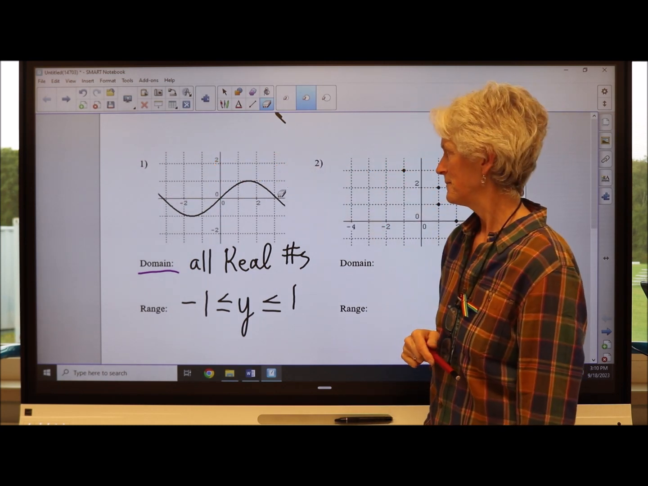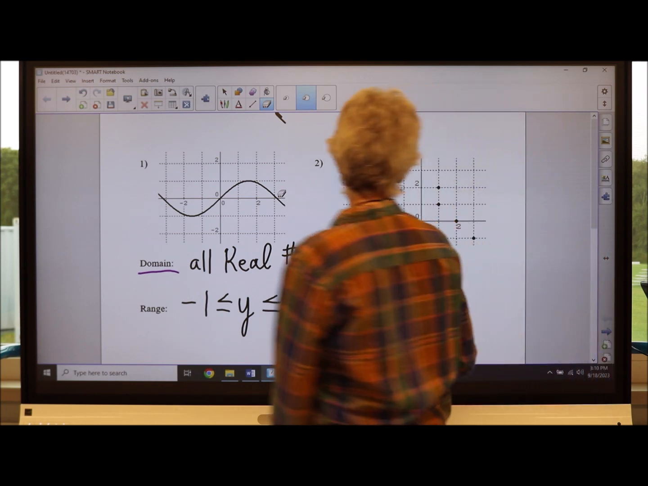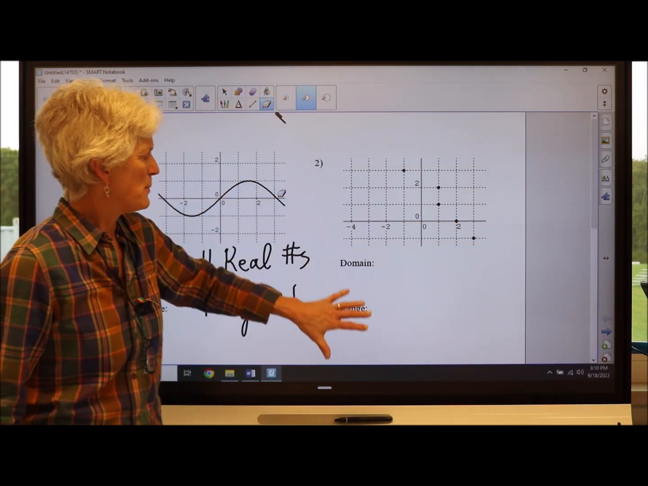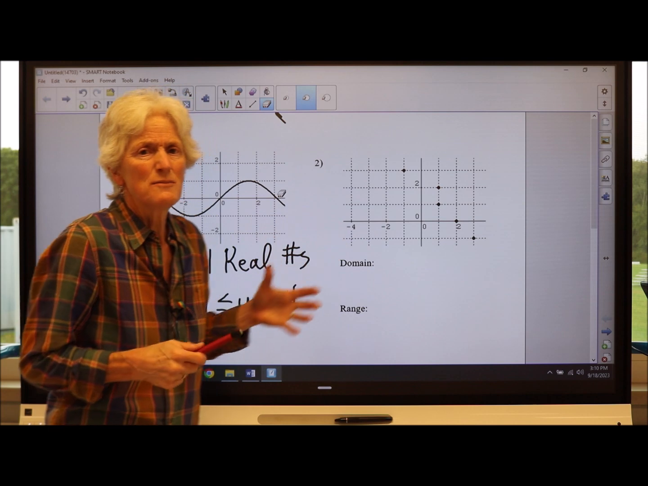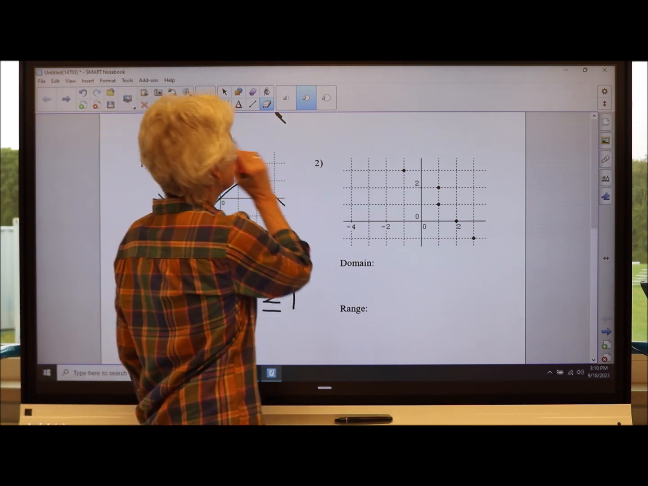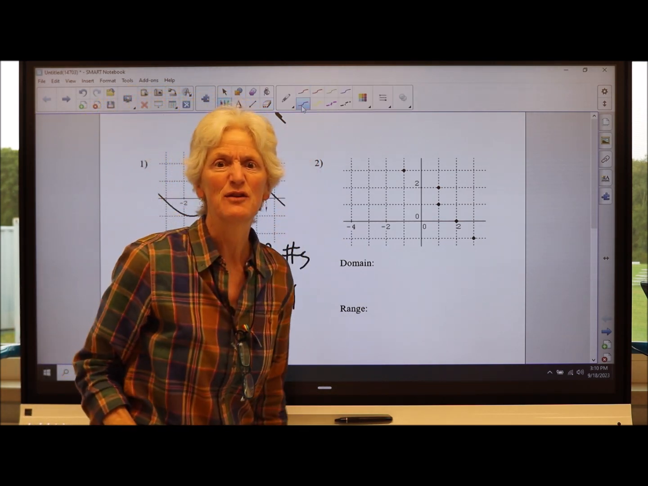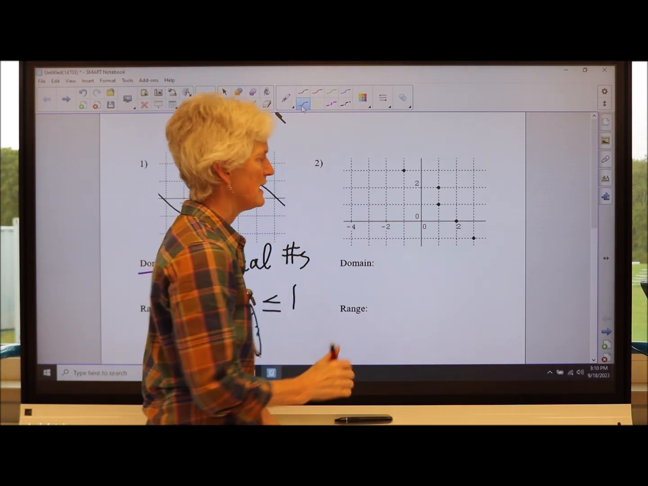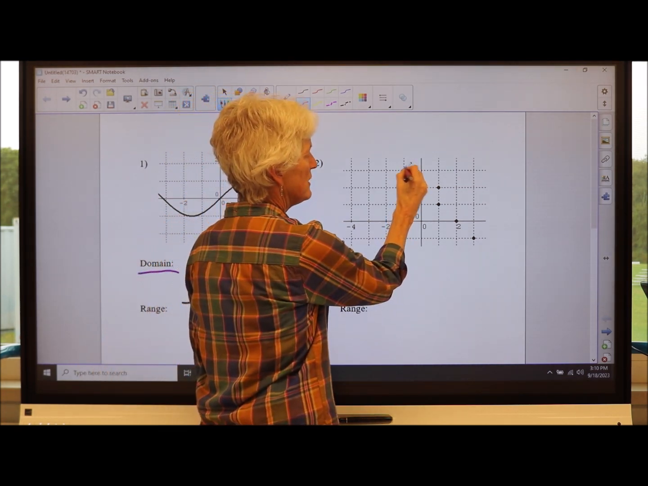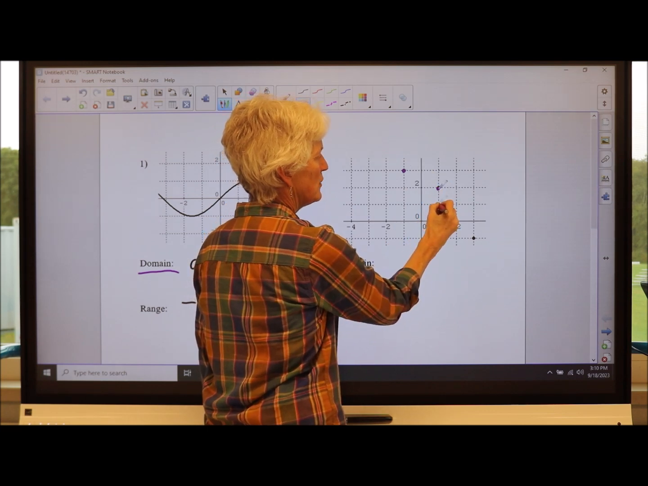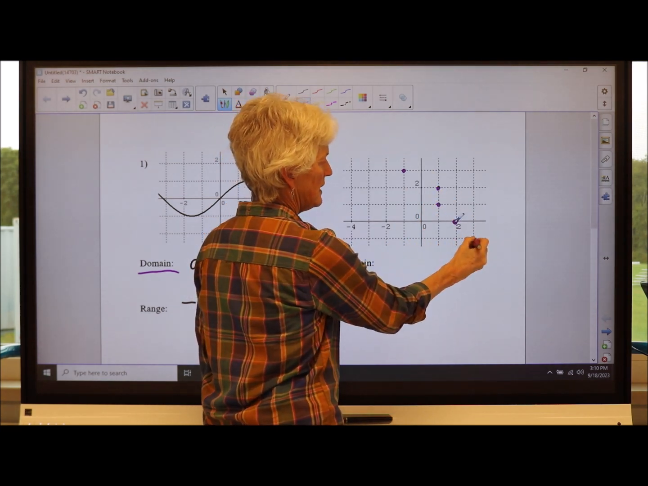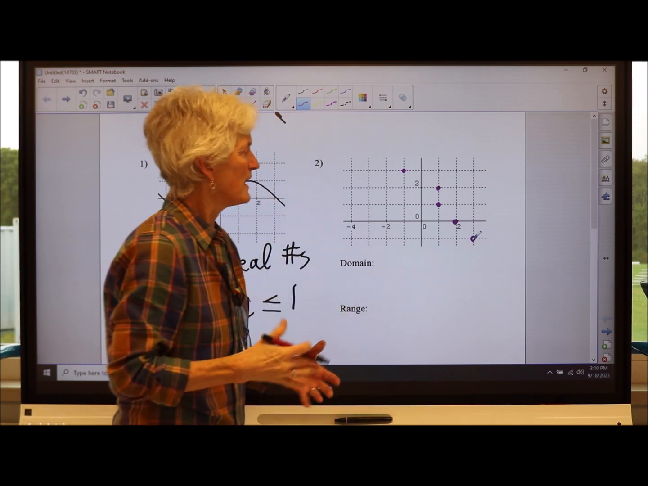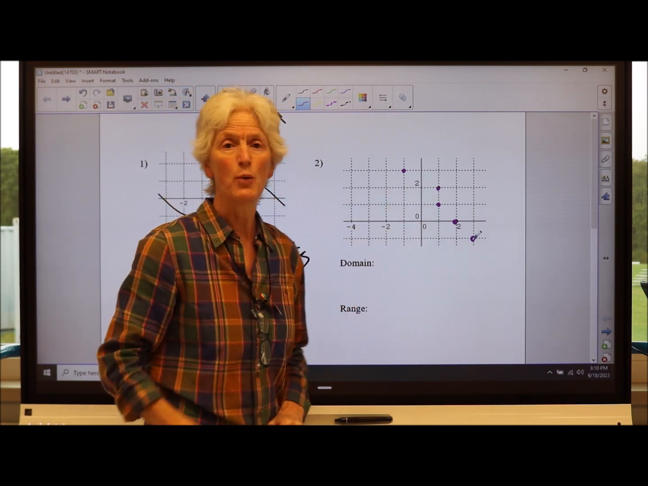All right? Let's look at this example over here. This is an example of a relation just made up of four points. And notice I'm not calling this a function because it's not a function. Think about why. We'll talk about that later. Here's a point. Here's a point. Here's a point. Here's a point, here's a point. This whole relationship is made up of those 5 points.